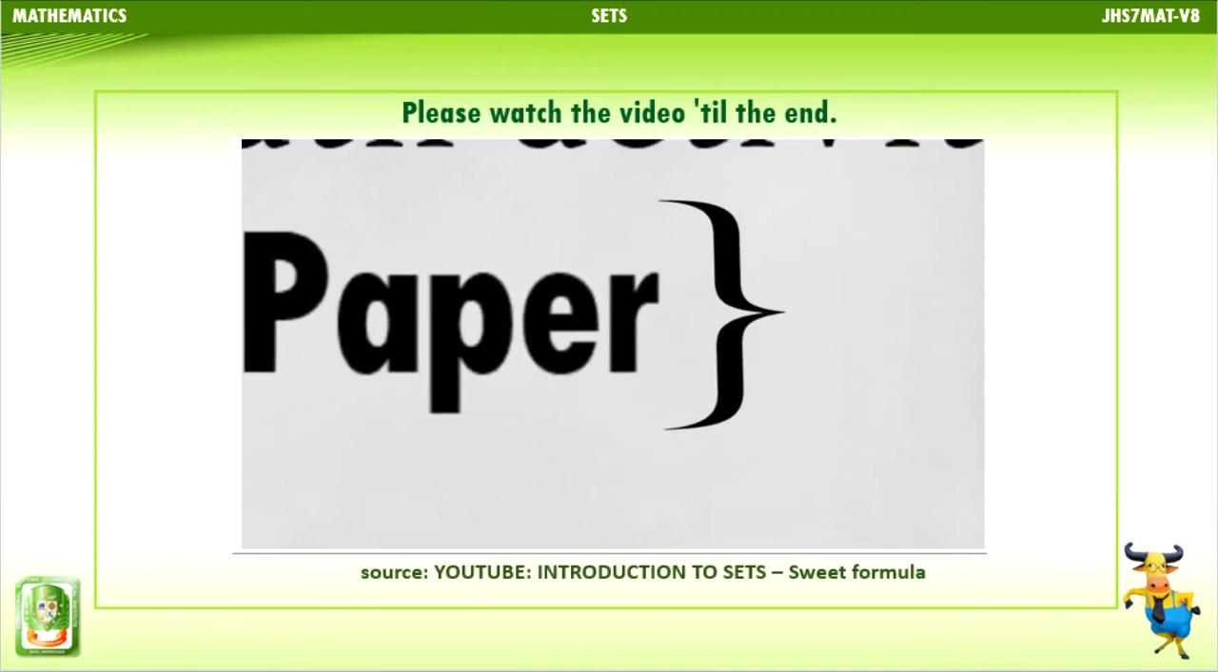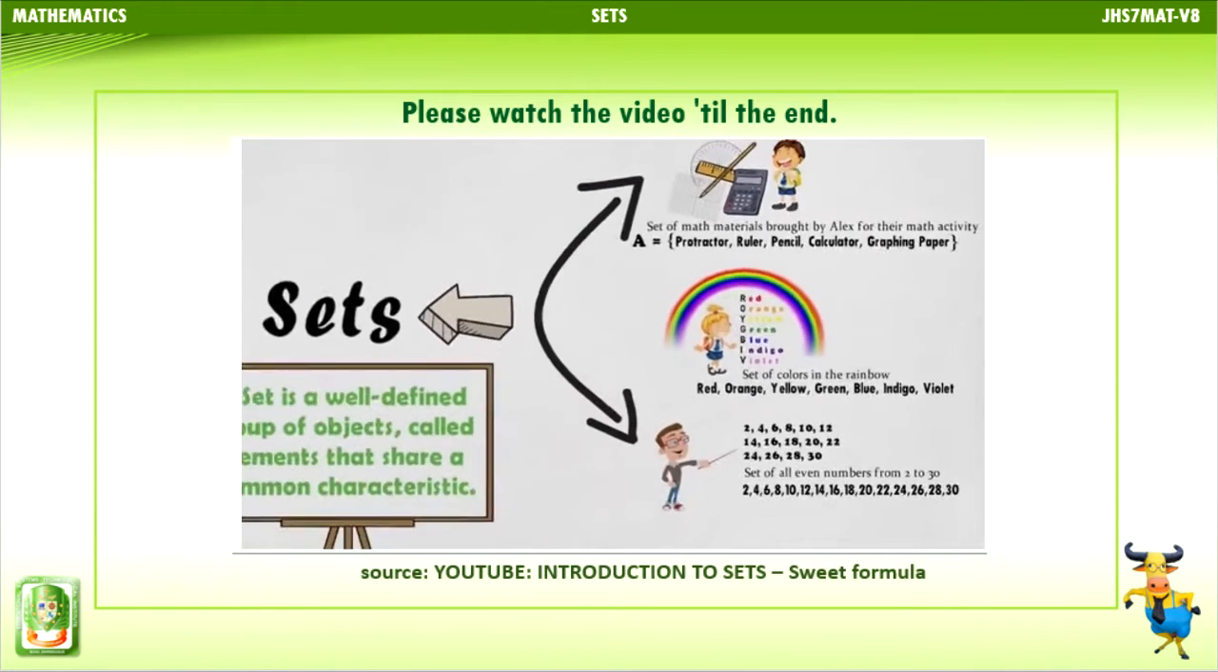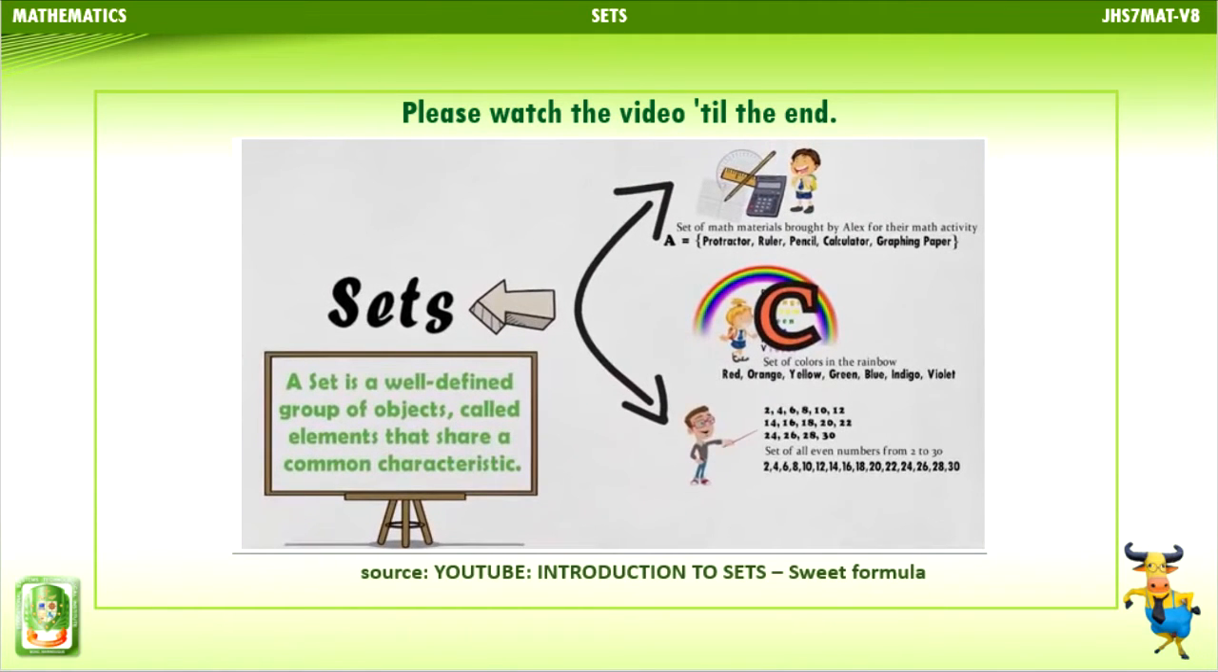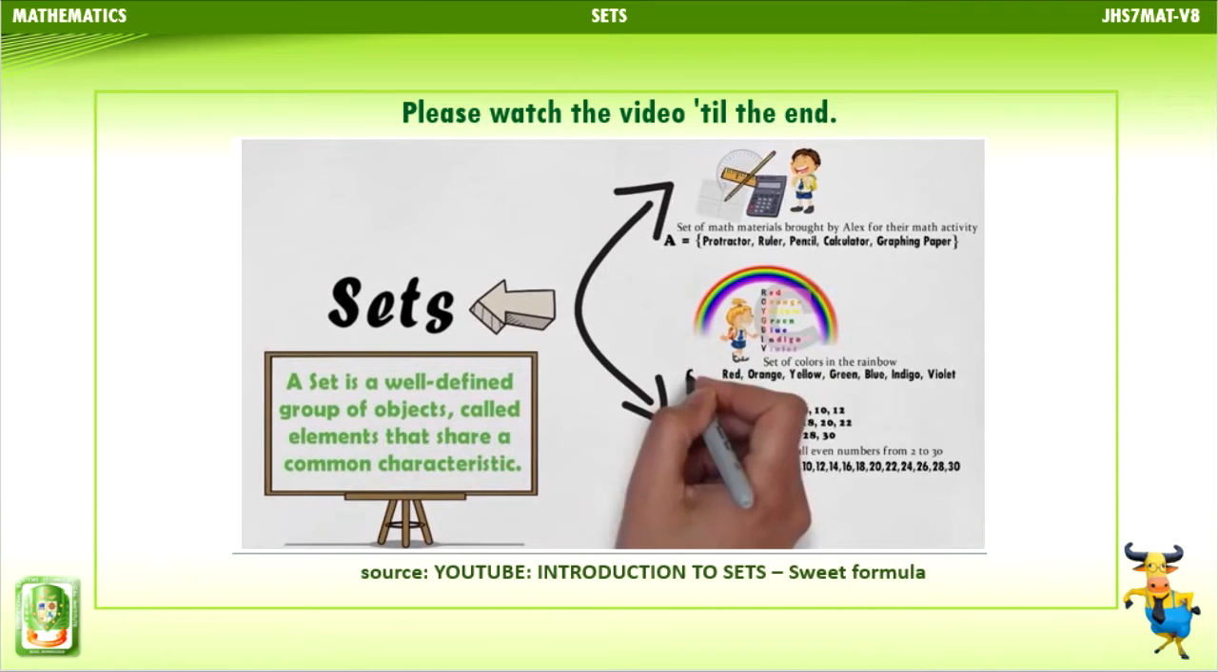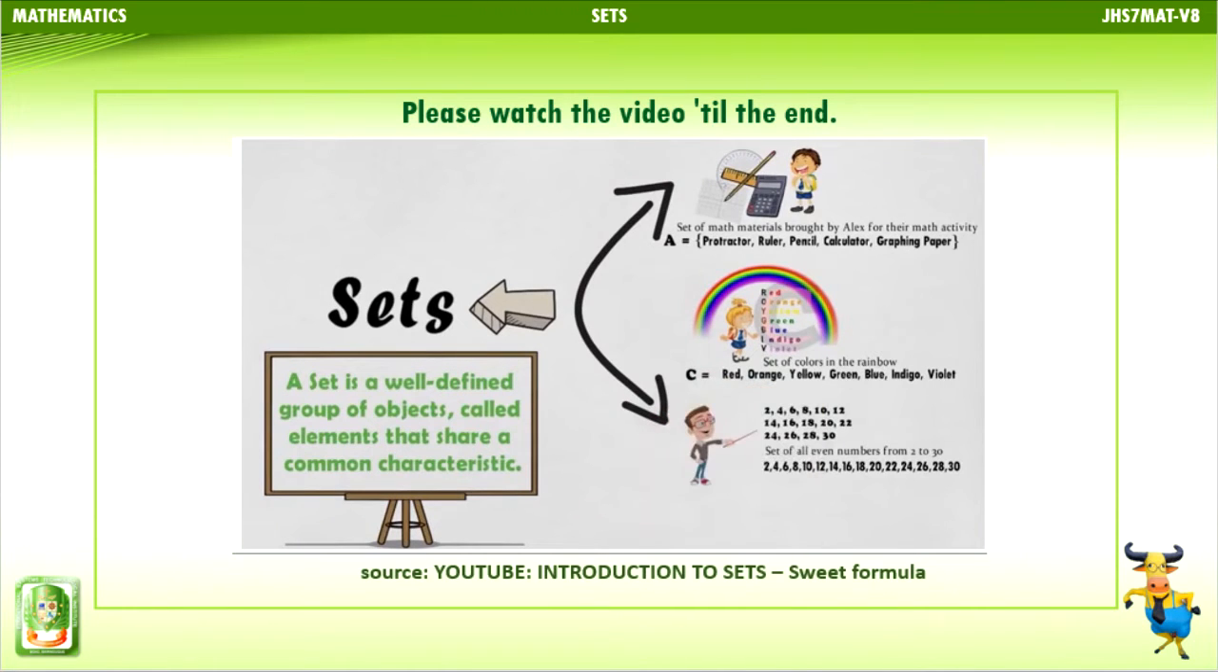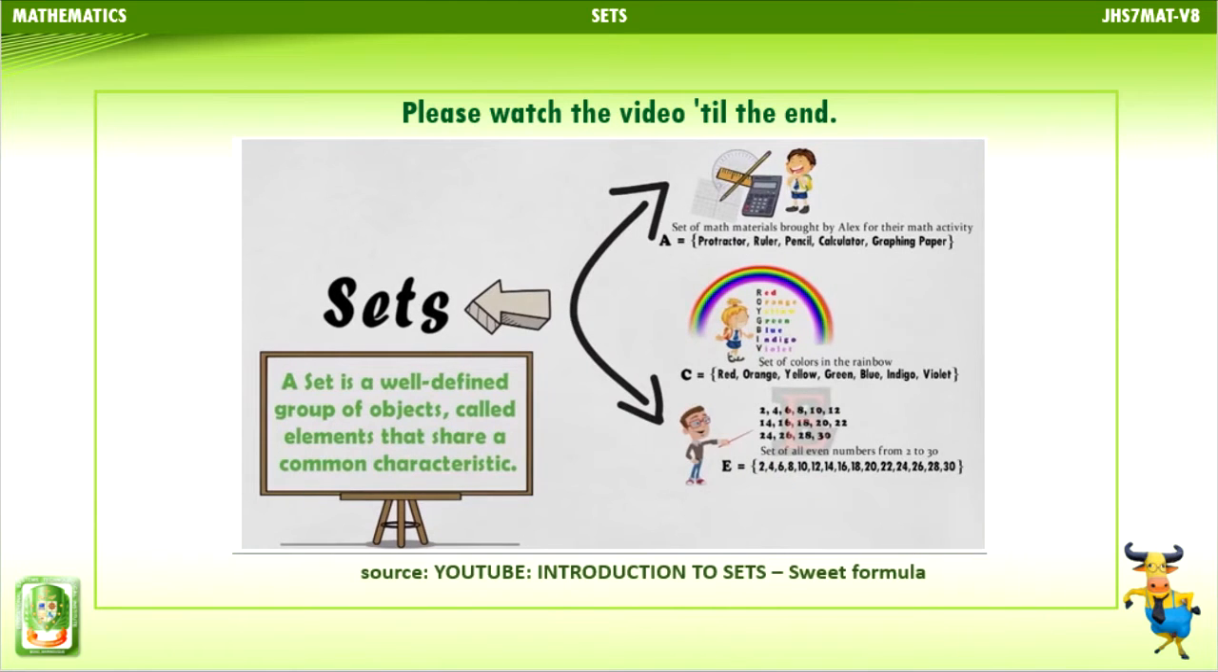Then we will do this again for the second set. If we let C be the set of all colors in the rainbow, then we just write C equals and enclose the elements again with braces. And we do this again for the third set, which we can call set E. So we just defined set and wrote our sample sets here in math terms.